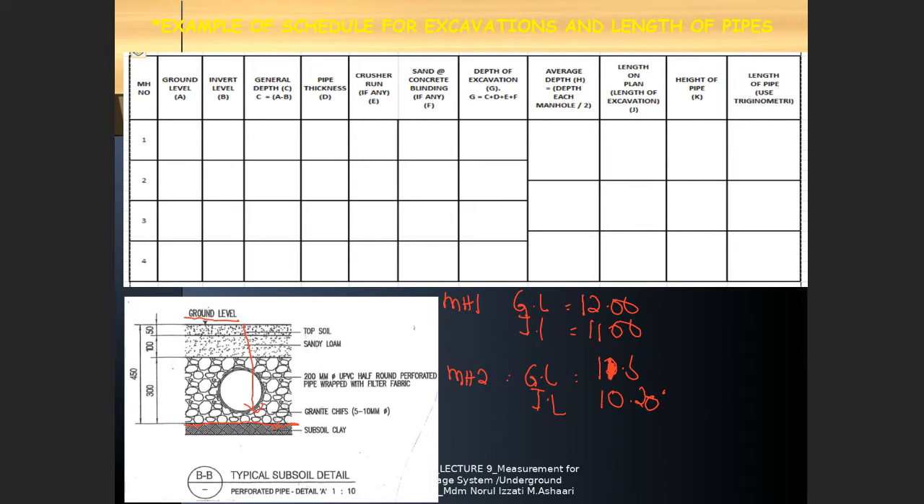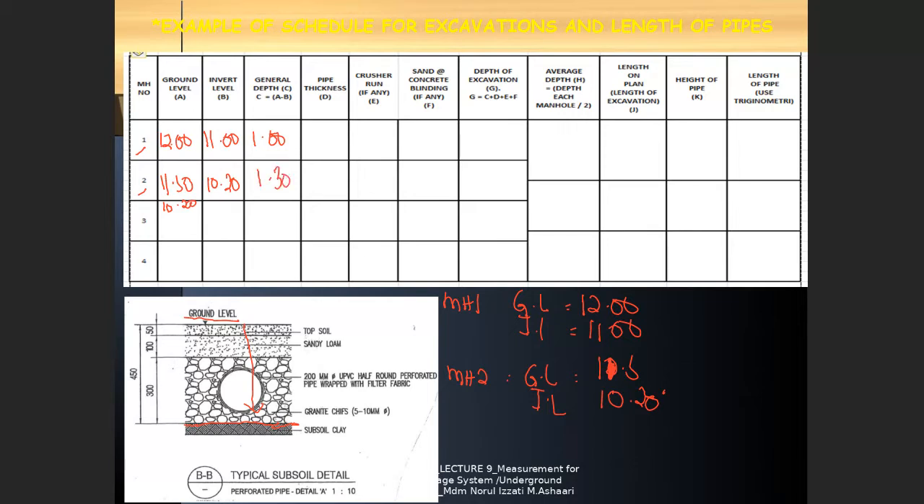I give you one example. Ground level, here you just fill up 12.00. This one, 11.50. The invert level for the first is 11, and this one is 10.2. How do you get the general depth? 12 deduct 11, so you get 1 meter. This one, 11.5 deduct 10.2. So how much do you get? 1.3.